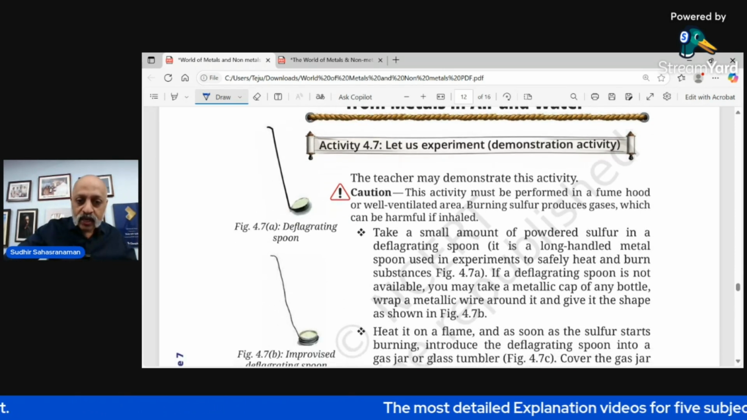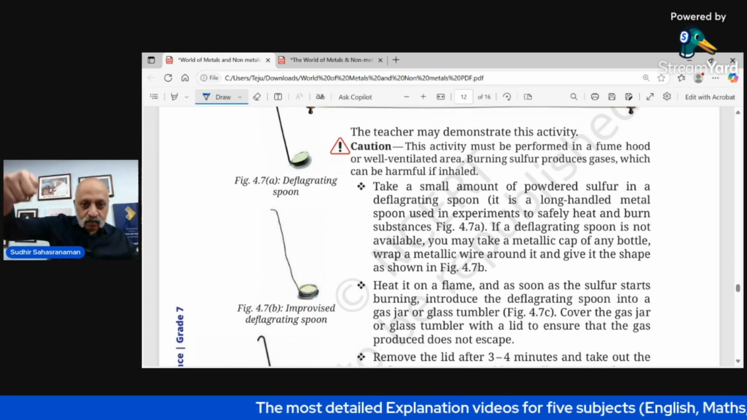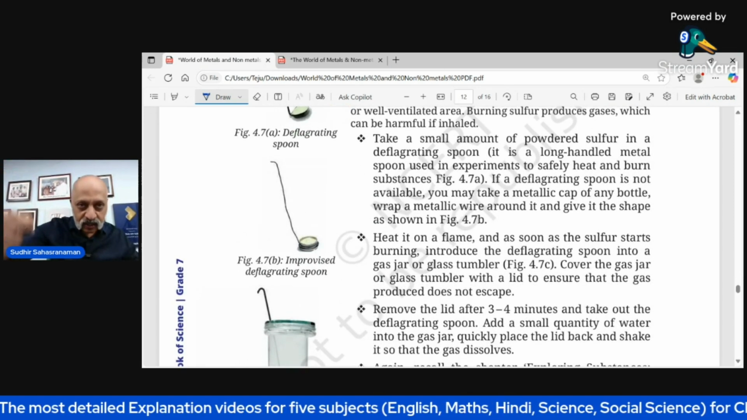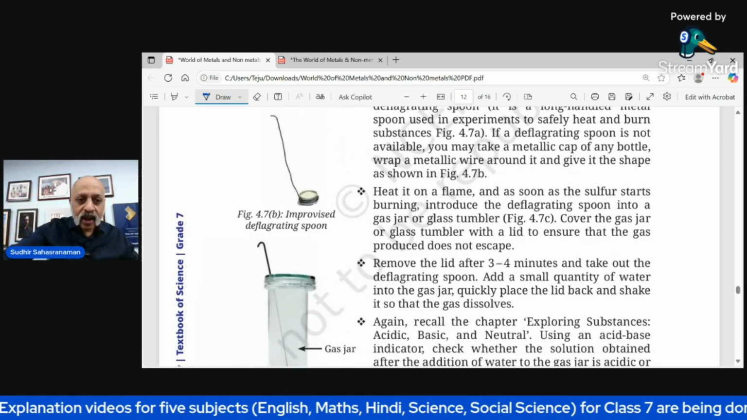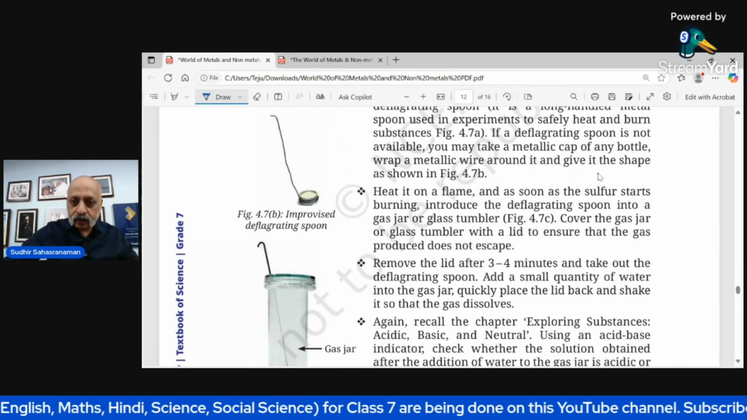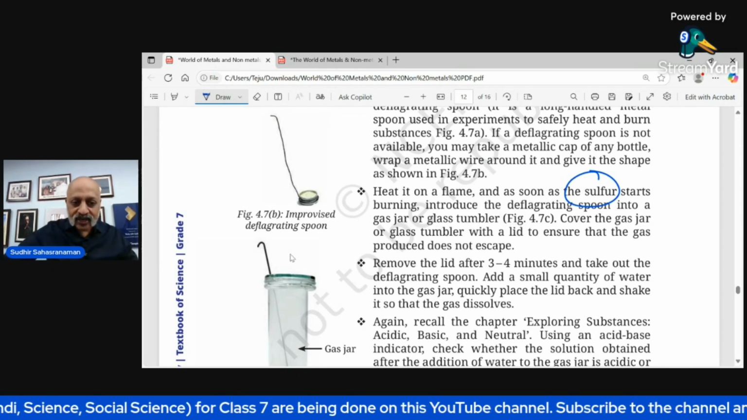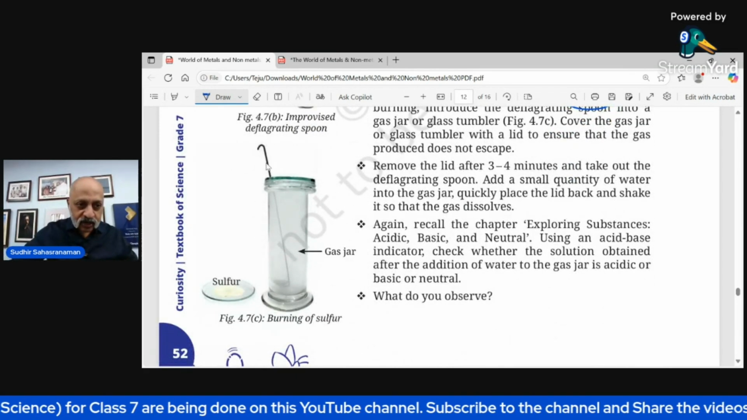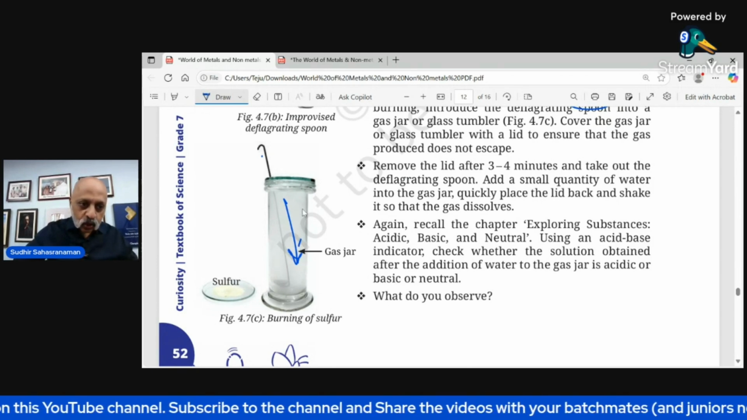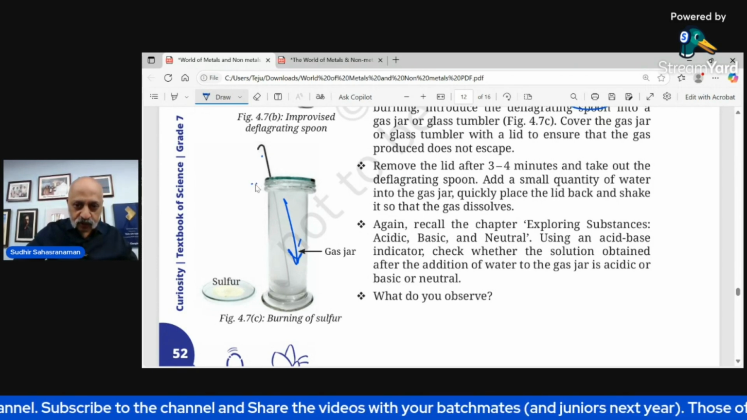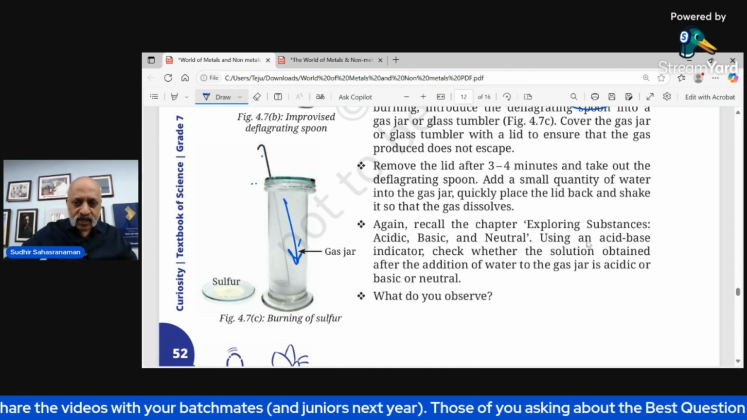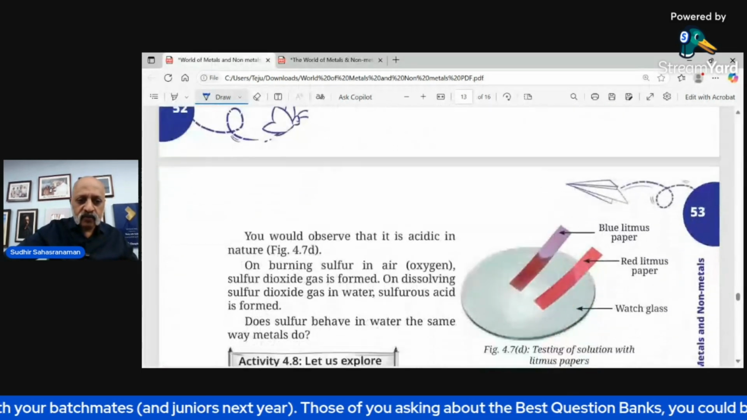So what we do is this activity where you take a spoon with a long handle, where a metallic wire is used as the handle. You heat it. It has sulfur inside it. So the sulfur starts burning, and then you put it inside a jar like this. Then you take out the spoon and shake the jar so that the gas dissolves. Using an acid-base indicator, we will see what happens.